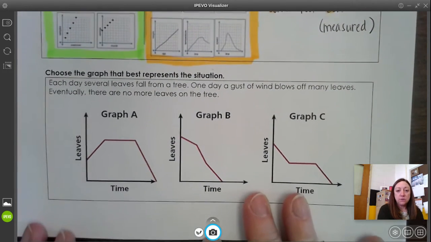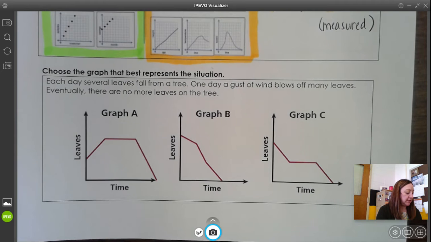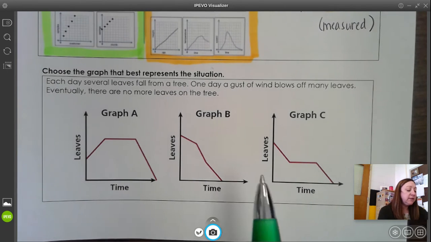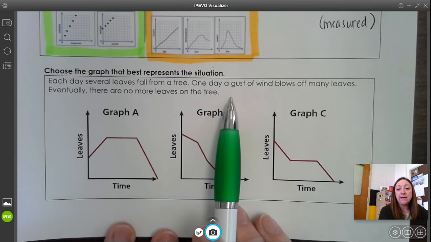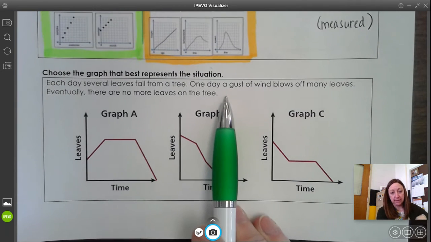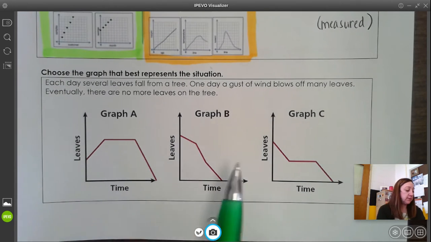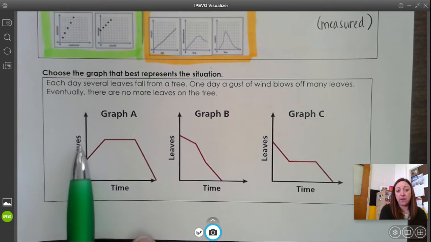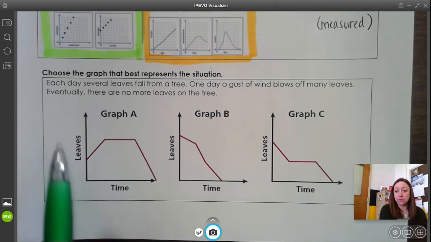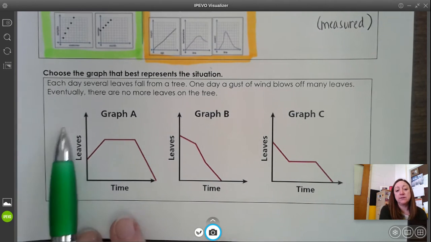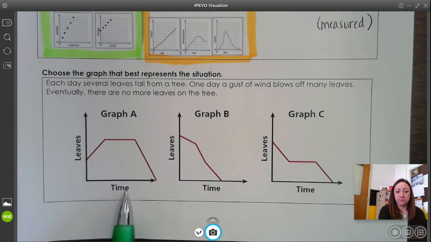Okay, so here's an example of just interpreting the graphs. So it says each day, several leaves fall from a tree. One day, a gust of wind blows off many leaves. Eventually, there are no more leaves on the tree. So here, we always need to take a look at what the graph is talking about. So we're going to look at the axes. So this is how many leaves there are over time.